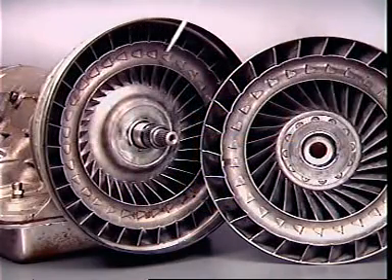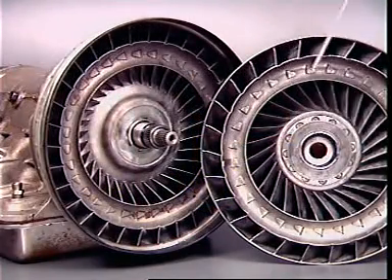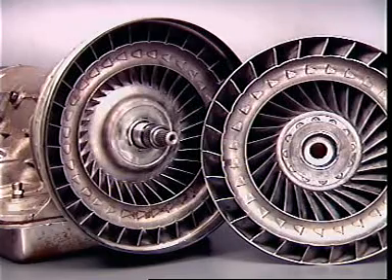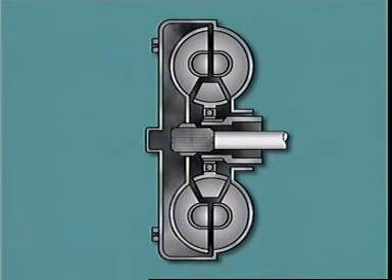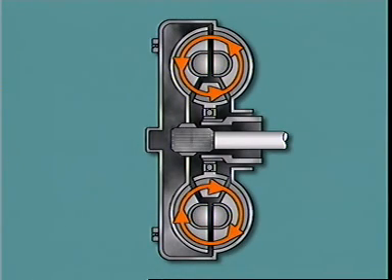Both the impeller and the turbine are fitted with a torus or guide ring. This helps to secure the vanes in position. It also reduces turbulence at the center to improve efficiency.